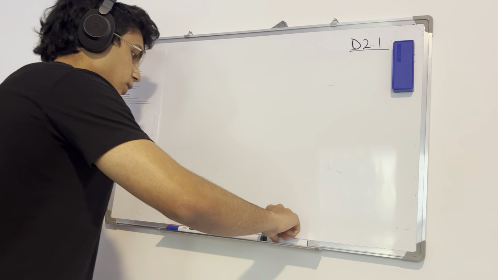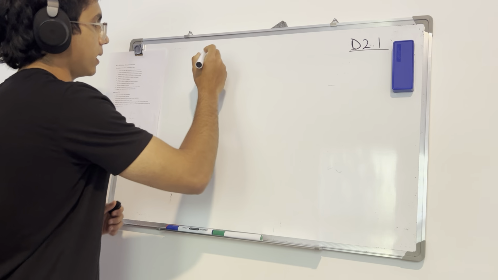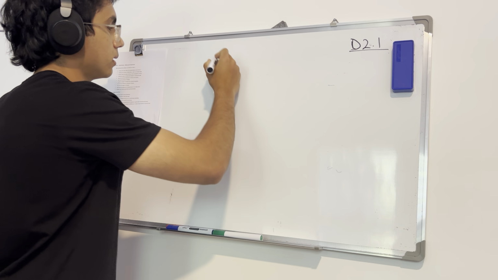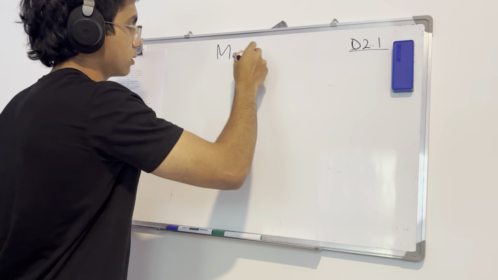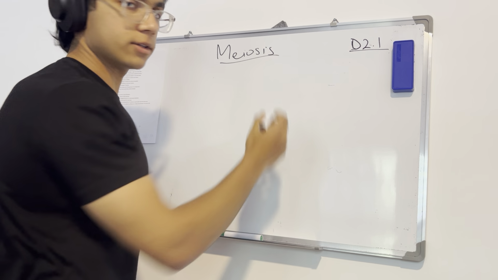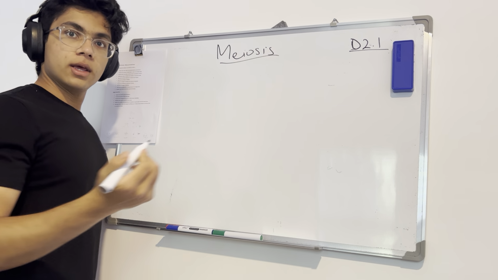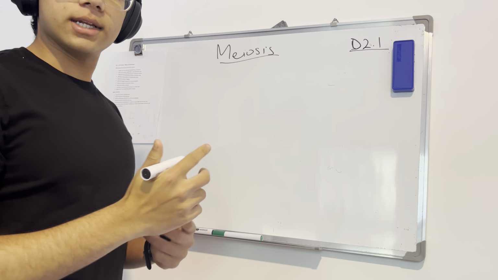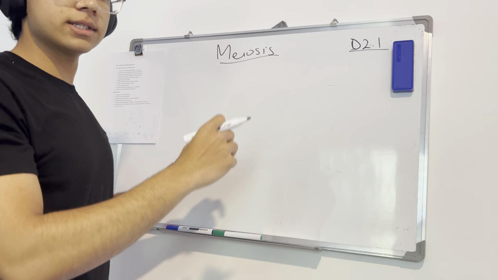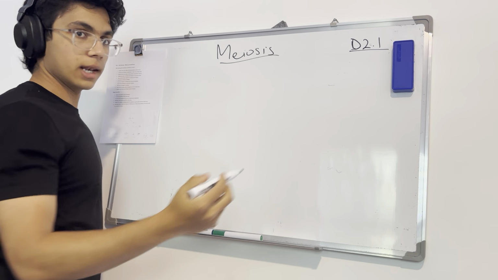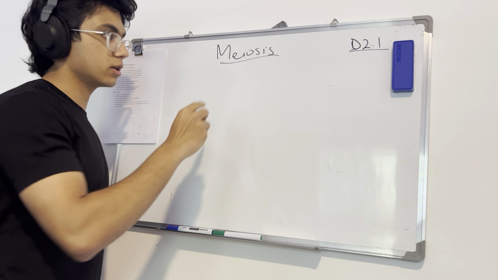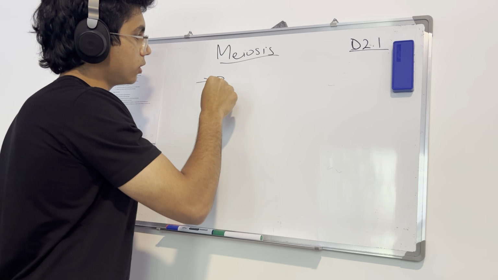In the previous video, we covered mitosis and the interphase. Now we're going to cover meiosis. So, what is meiosis? Similar to mitosis, it is a process that splits and divides cells to form daughter cells. However, unlike mitosis, it produces 4 daughter cells.